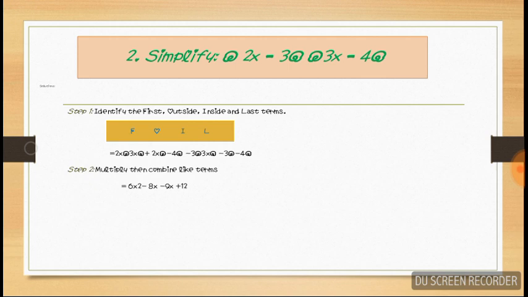Since there are two like terms, negative 8x and negative 9x, we will combine them. So that becomes 6x squared minus 17x plus 12. Therefore, the quantity (2x - 3) times the quantity (3x - 4) is equal to 6x squared minus 17x plus 12. So that would be our final answer.